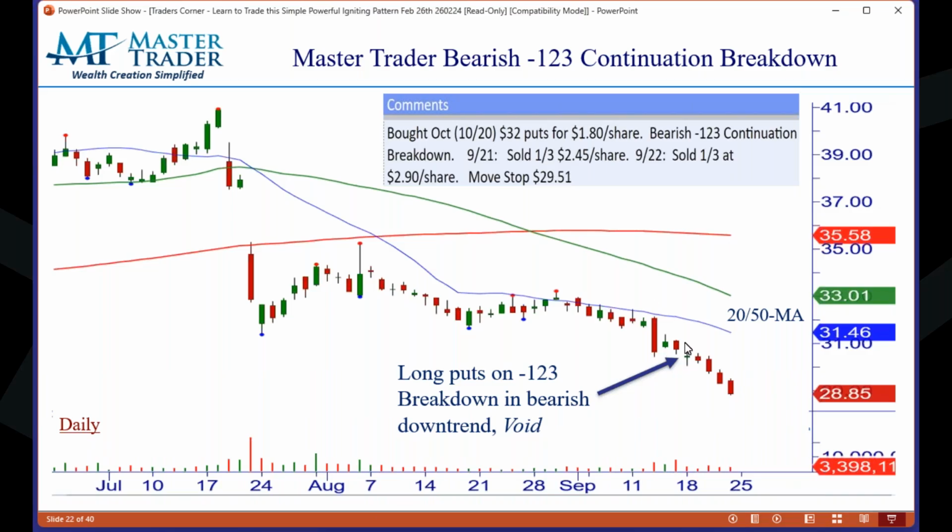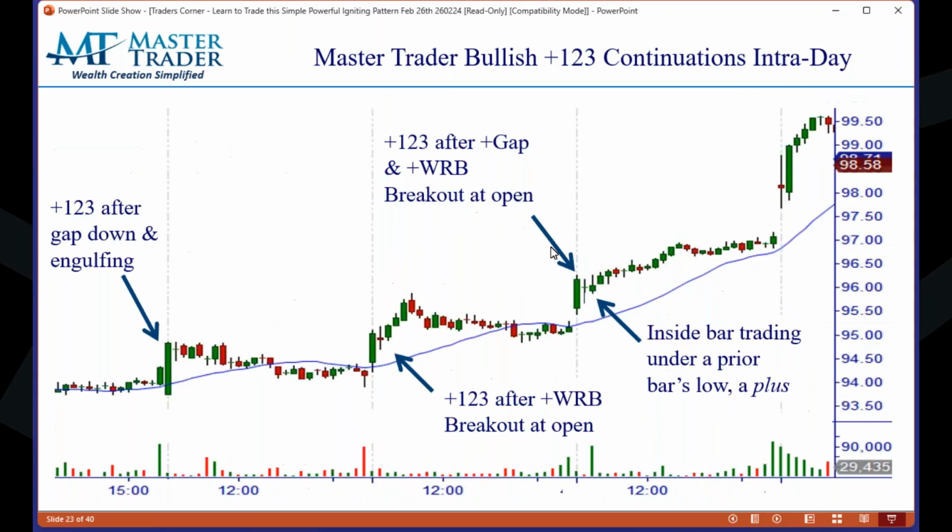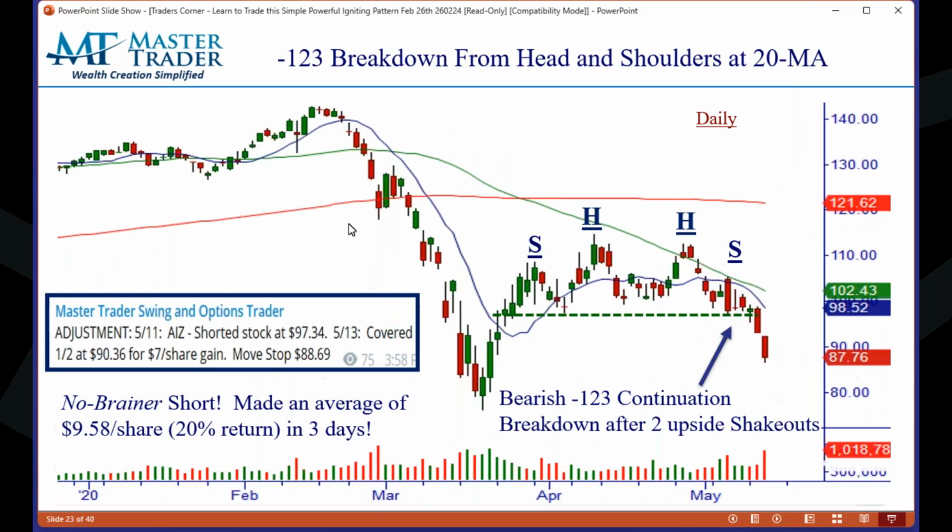Closing breakdown, 2 inside bars, nothing to the left. It's just a no-brainer. I mean, that one, look, we bought puts because they were liquid instead of shorting the stock. This is an intraday chart, 15-minute chart, wide range bar, inside bar, nothing to the left. But this one didn't trigger, but it would have been fine. 1, 2, 3, that one triggered. 1, 2, 3, that one triggered. So they apply any time frame.